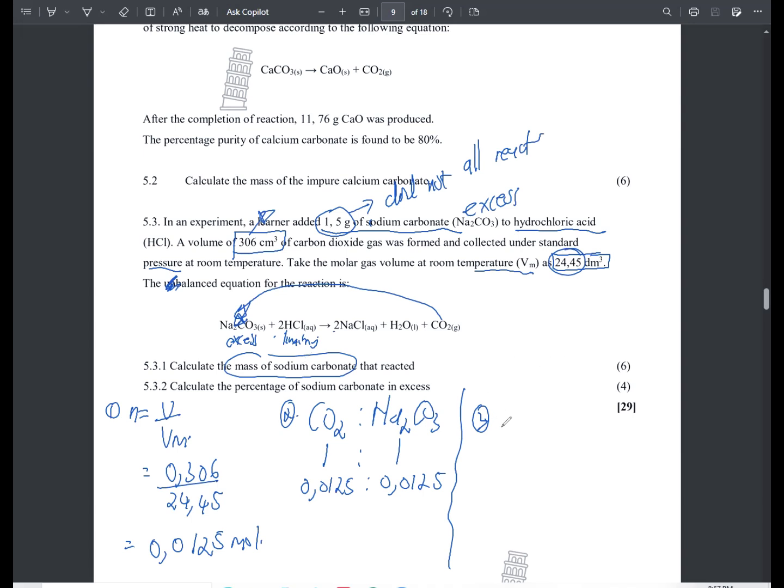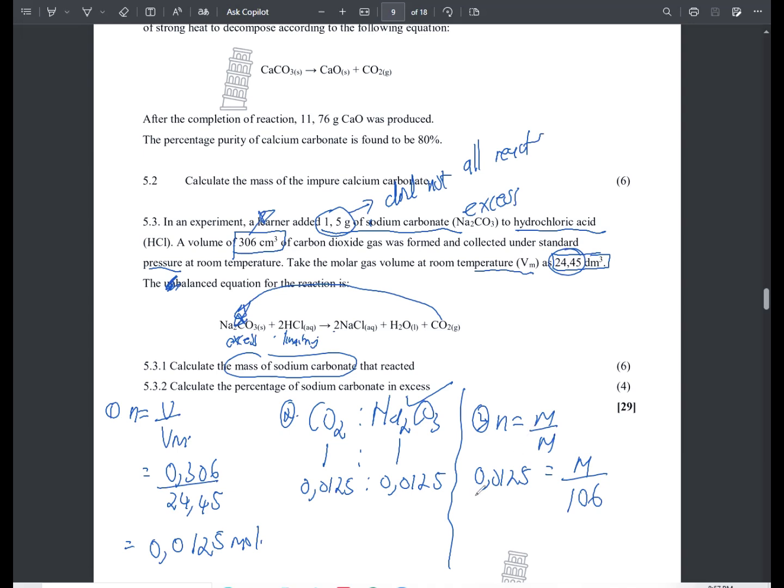The mass of the sodium carbonate. To calculate the mass now, we are going to say n is equal to mass over the molar mass, which is 0.0125, and then mass over the molar mass. The molar mass for sodium carbonate: sodium is 23, so 23 multiplied by 2, plus 12, plus 3 multiplied by 16. All of this will give us 106, right? And then multiply that by the 0.0125.